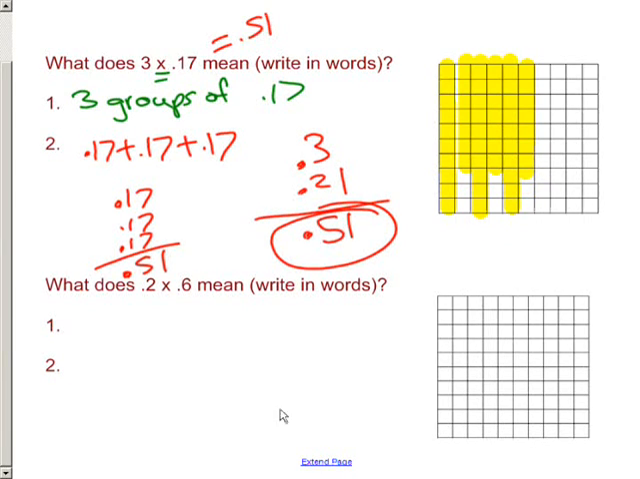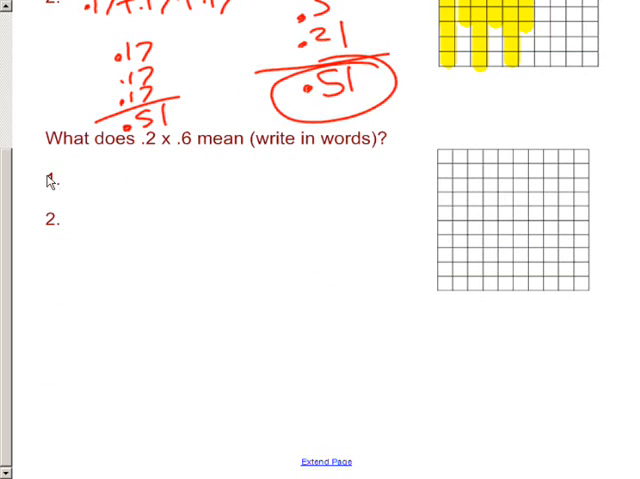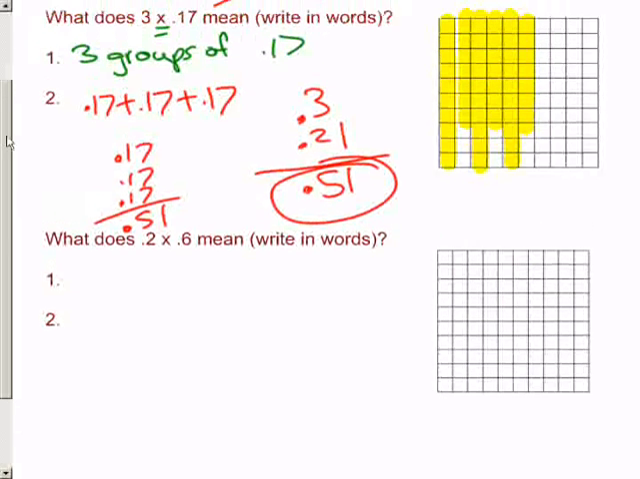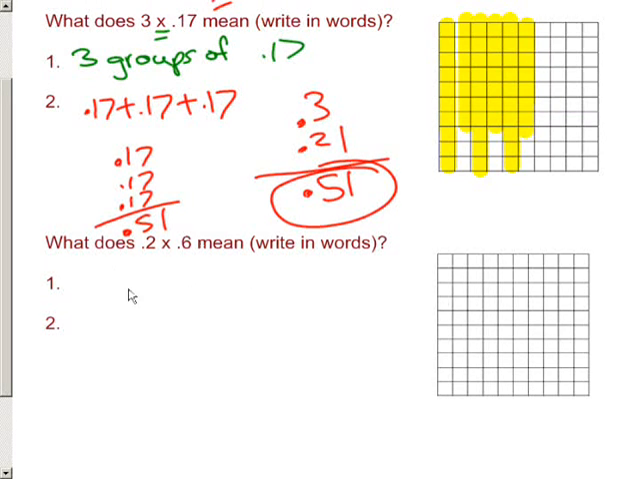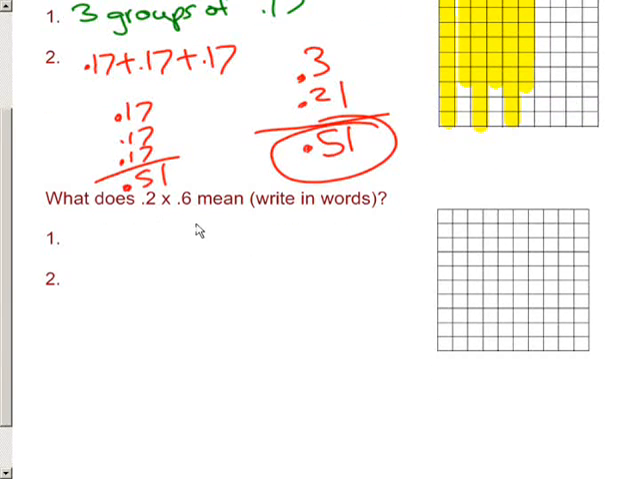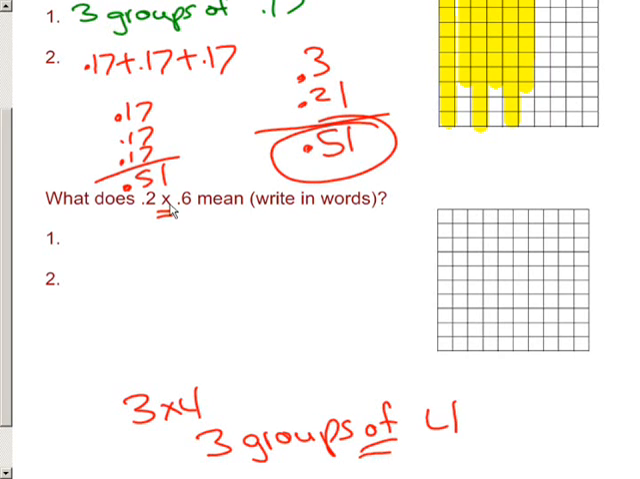All right, let's try this one. This is where people really get thrown. A whole number times a decimal, that we kind of understand that to say 3 groups of. But what exactly does this mean? 2/10 of 6/10. In this problem, I want us to see multiplication using the word of. Let's go to a simple example. When we do 3 times 4, we're saying 3 groups of 4. Well, when we say 2/10 times 6/10, we're really saying, what is 2/10 of 6/10?